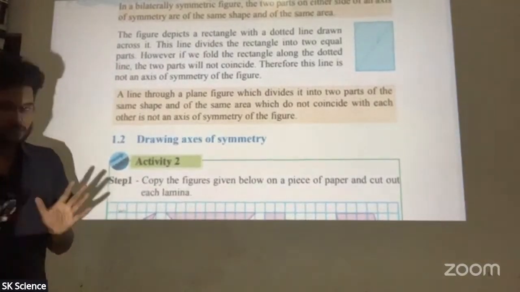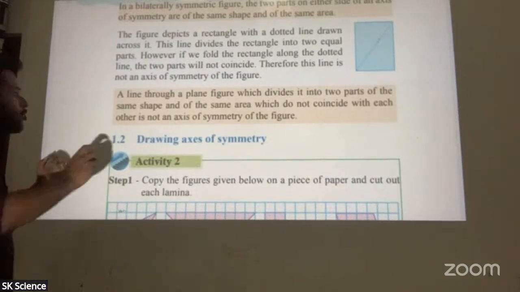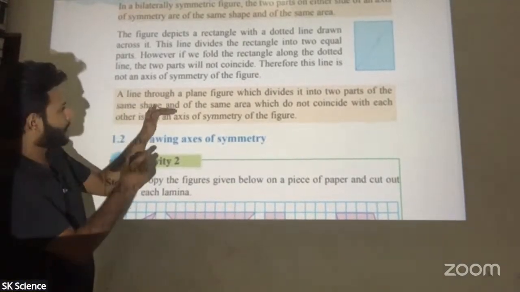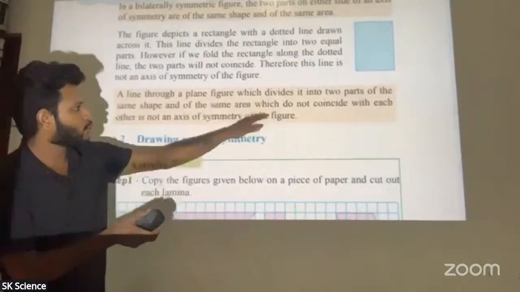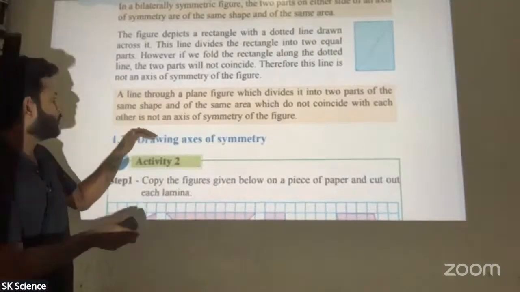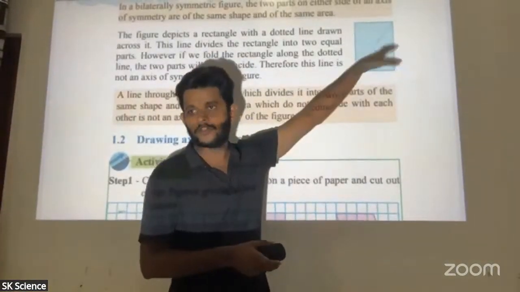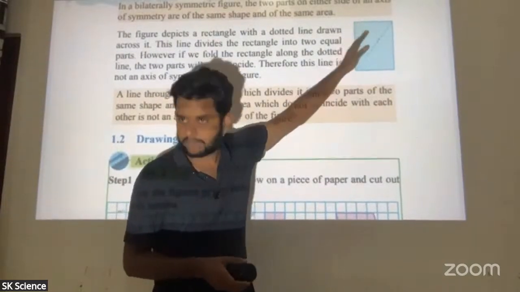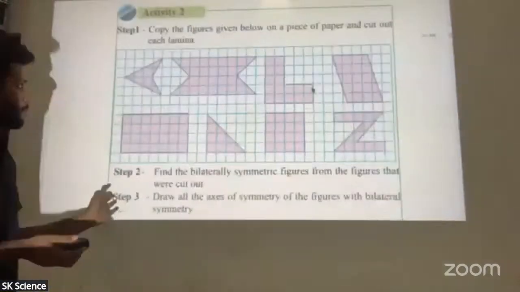Understood? It divides into two parts of the same shape and the same area, but which do not coincide with each other. That is not an axis of symmetry. This did not coincide, so this is not an axis of symmetry. Understood? Nice, let's move along.